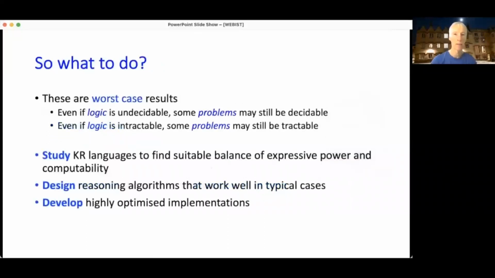For one thing, we should understand that these are worst-case results, and even if a given logic is undecidable or intractable, we may be able to devise algorithms that work well in typical cases. With this in mind, a great deal of research has been devoted to identifying logics that offer a good balance of expressive power and computational properties, designing empirically effective algorithms and developing highly optimized reasoning systems based on such algorithms.